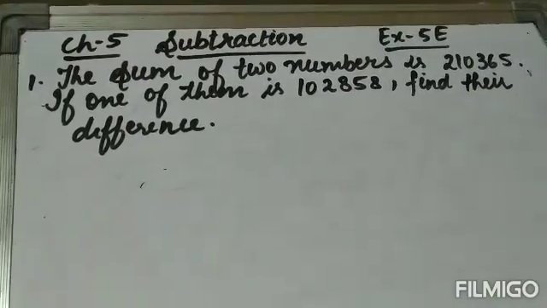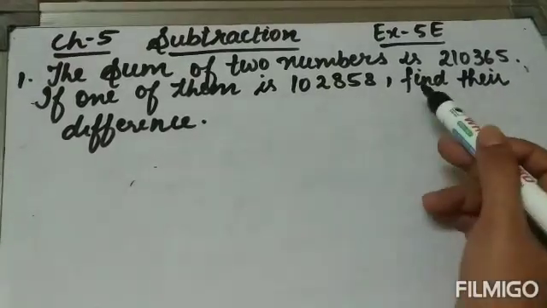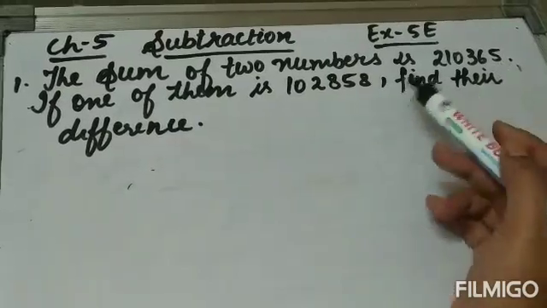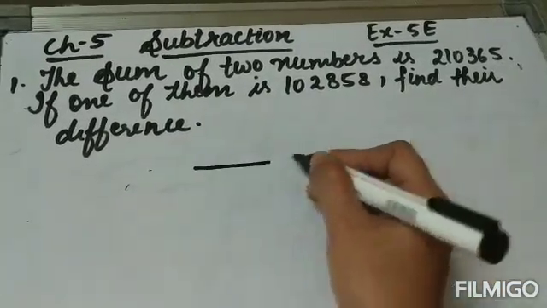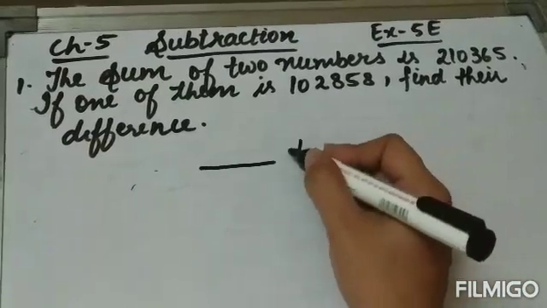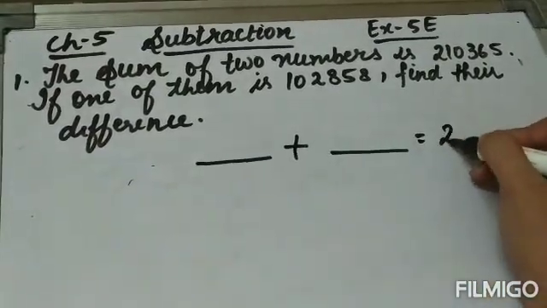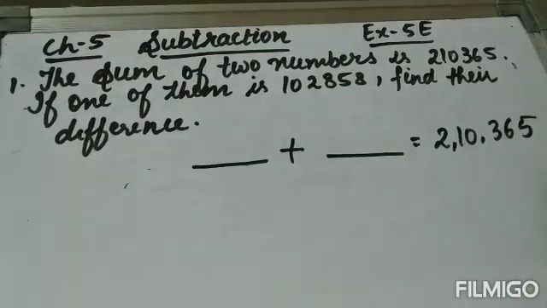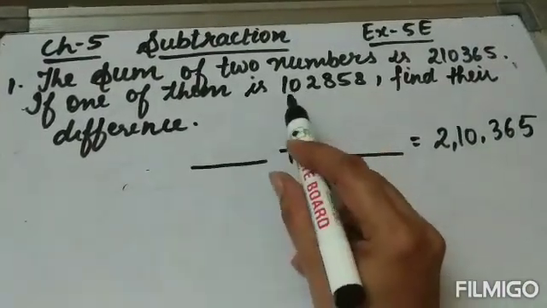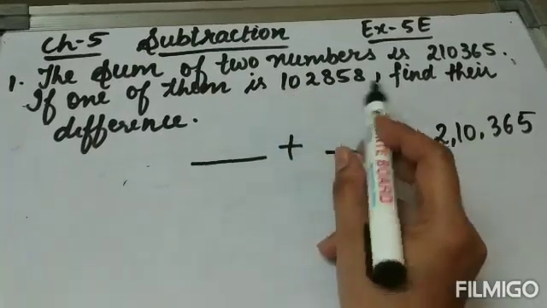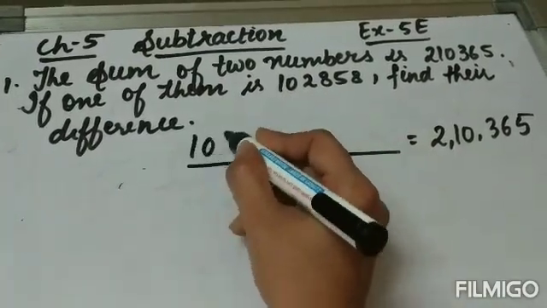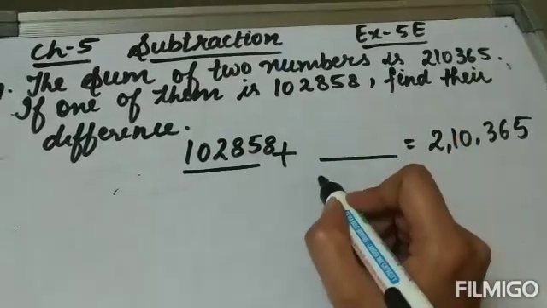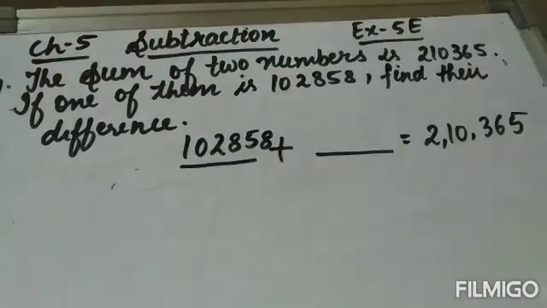These are word problems. First question is, the sum of two numbers is 2,10,365. Sum of two numbers is given to us. Suppose this is a number and their sum is given to us, 2,10,365. If one of them is 1,02,858, one of the numbers is given to us, 1,02,858. Find their difference.